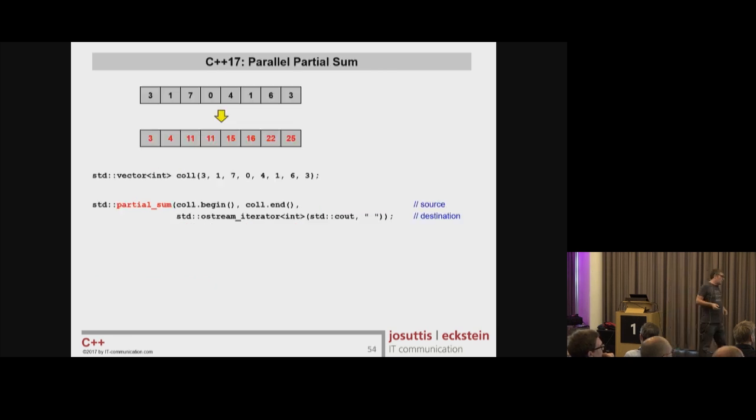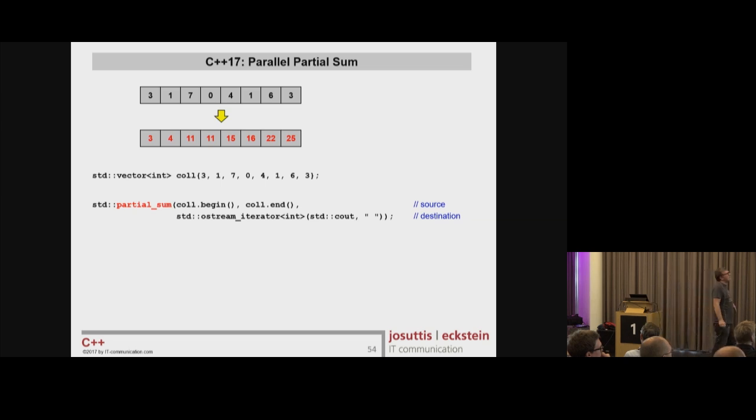When I learned about parallel algorithms, I raised one question. I said, why the hell do we have a parallel partial sum function now? Because it's a partial sum algorithm. It says, let's compute for a sequence of values all the partial sums.